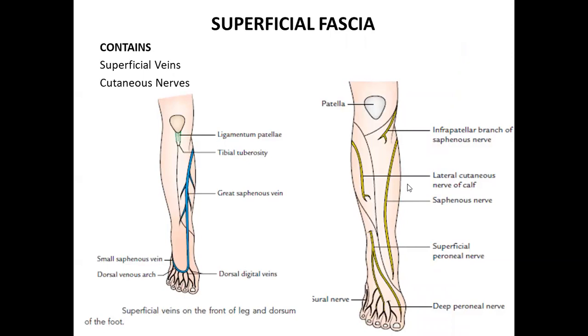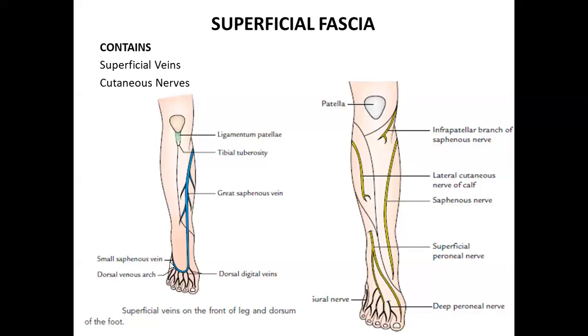Talking about the superficial fascia of this region, it contains some veins and some cutaneous nerves. This diagram shows the superficial veins of this region. What are the superficial veins in this region? We have this portion that is known as the dorsal venous arch.